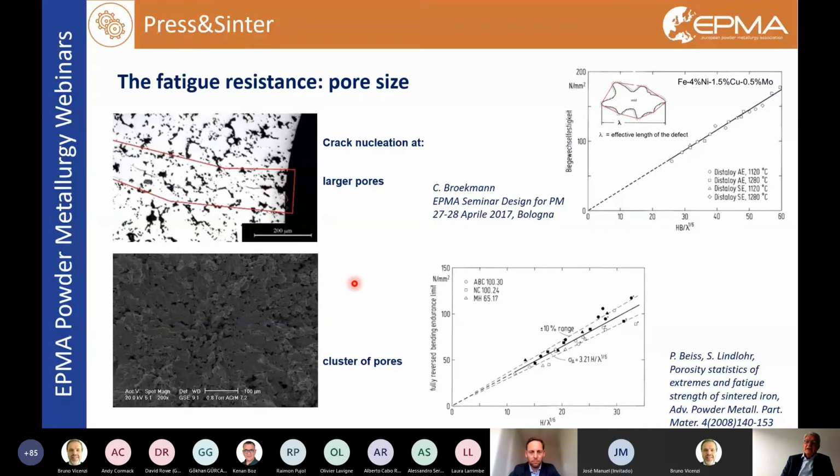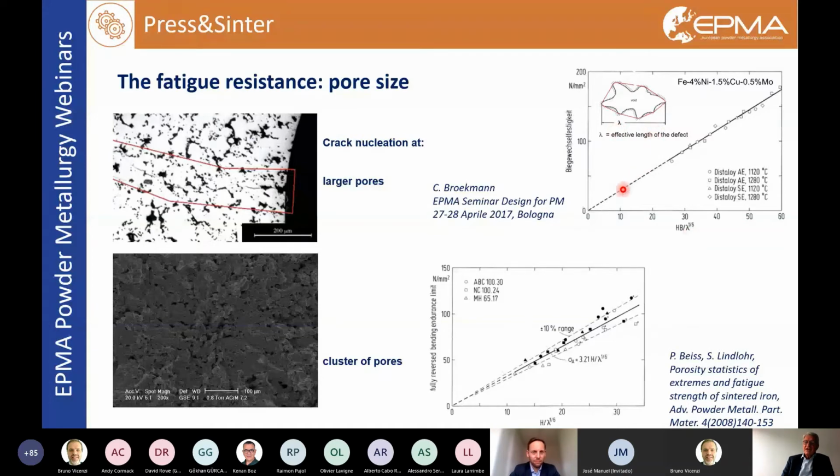And the importance of the larger pores can be observed on this figure that was proposed by colleague Berkman during a seminar a few years ago. The fatigue strength of these two materials, having this chemical composition plus carbon, of course, sintered at two different temperatures, can be put in a very nice correlation with this parameter, where HB is the hardness of the material and lambda is the effective length of the pore.